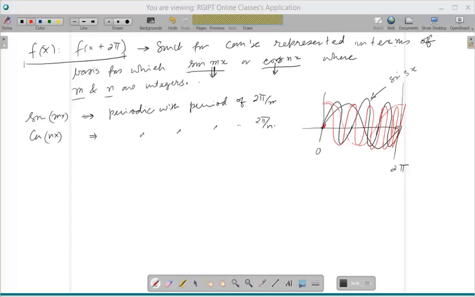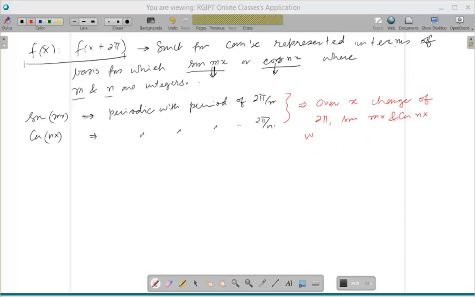So that would mean that over a change of 2 pi in x, these functions will definitely repeat themselves. Sin mx and sin nx or cos nx will definitely repeat themselves. That is ensured. So that forms the base.